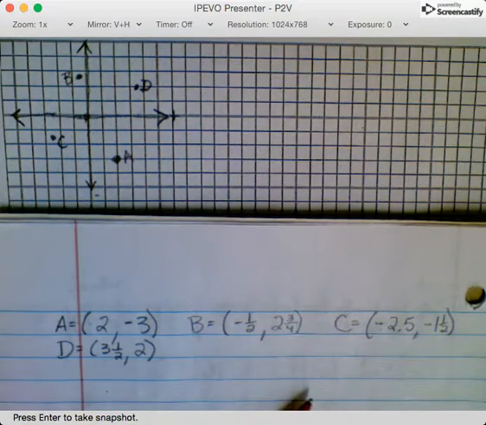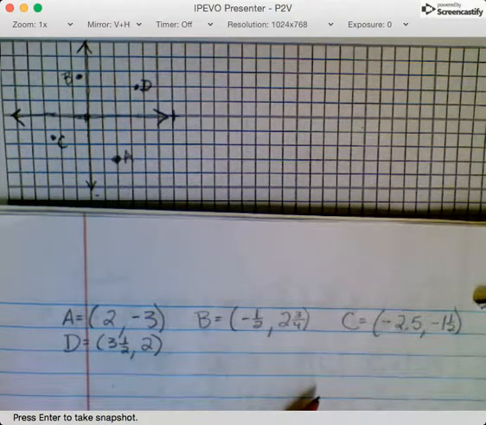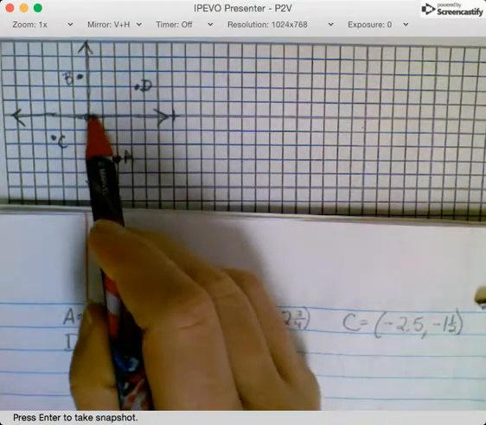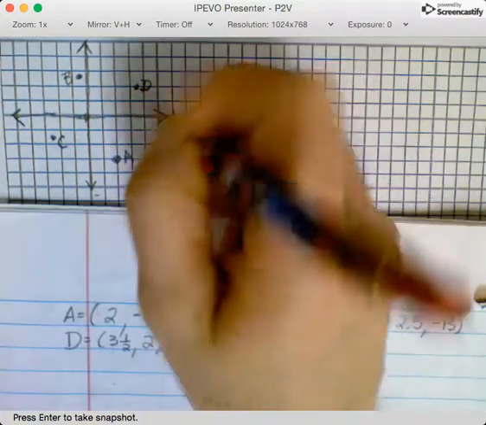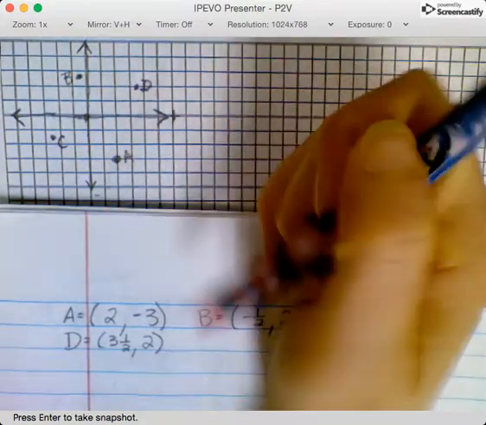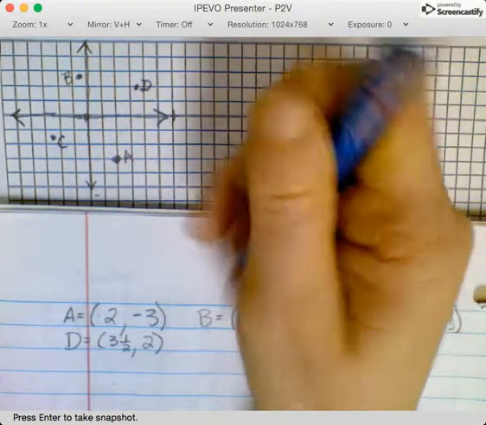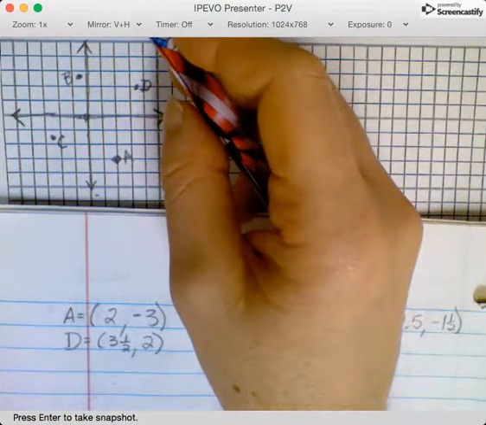Okay, so that's kind of a general idea of plotting these numbers. When you don't have the increments in between your whole numbers, it's a little bit more difficult. You kind of have to estimate where they are, but just remember left to right first, up and down second, positive, positive, negative, negative.